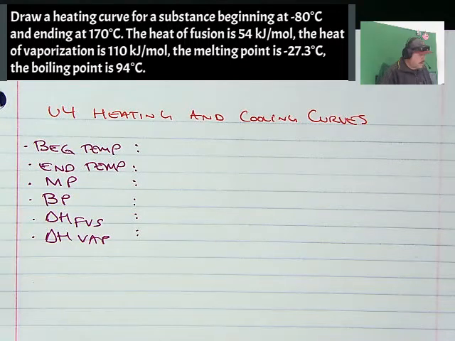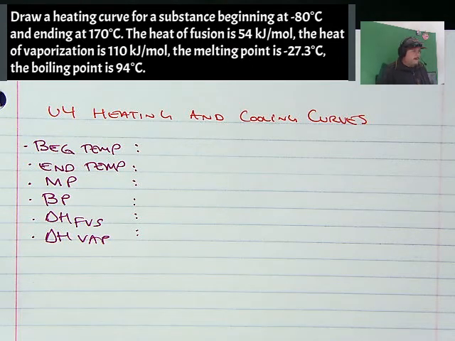All right, so we're going to work on a heating curve here. You guys see the question here. It says draw a heating curve for the substance beginning at negative 80 degrees and ending at 170 degrees Celsius. The heat of fusion is 54 kilojoules per mole. The heat of vaporization is 110 kilojoules per mole. The melting point is negative 27.3 degrees Celsius, and the boiling point is 94 degrees Celsius.